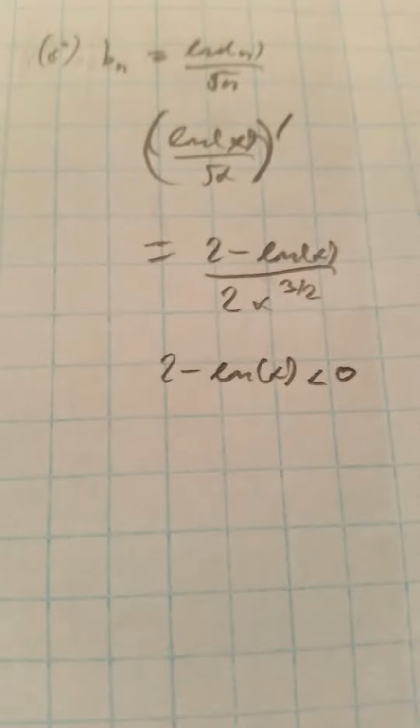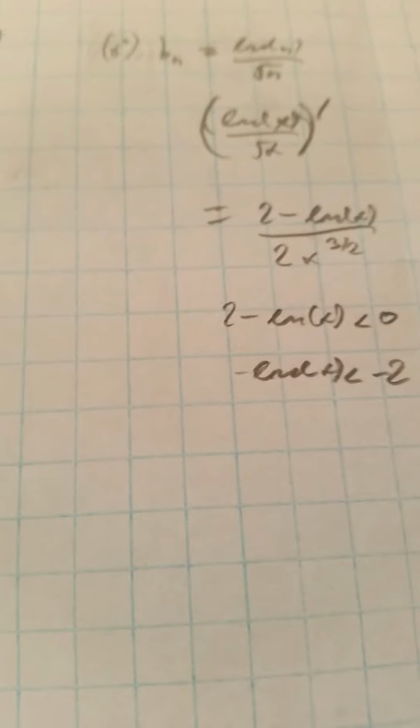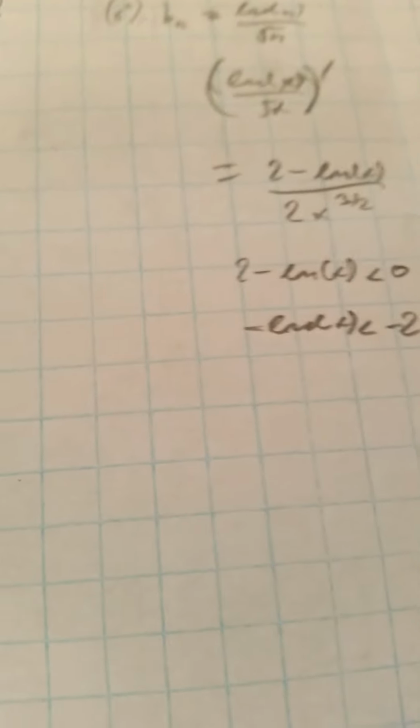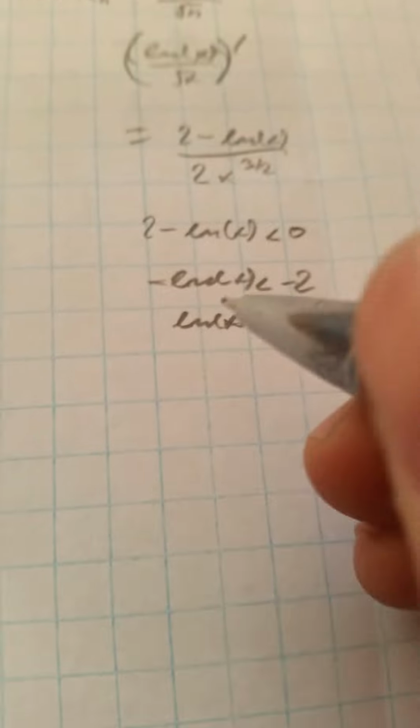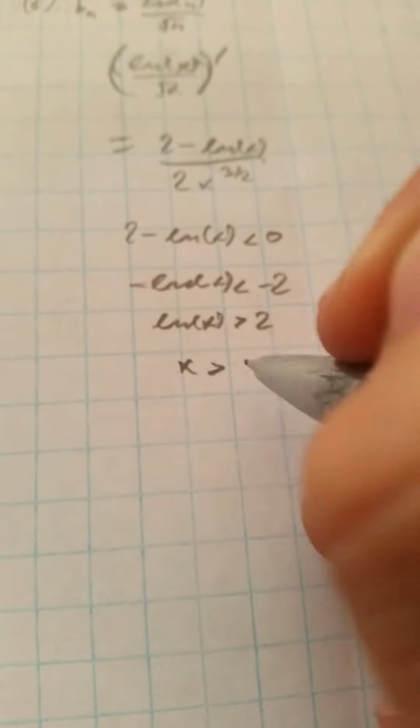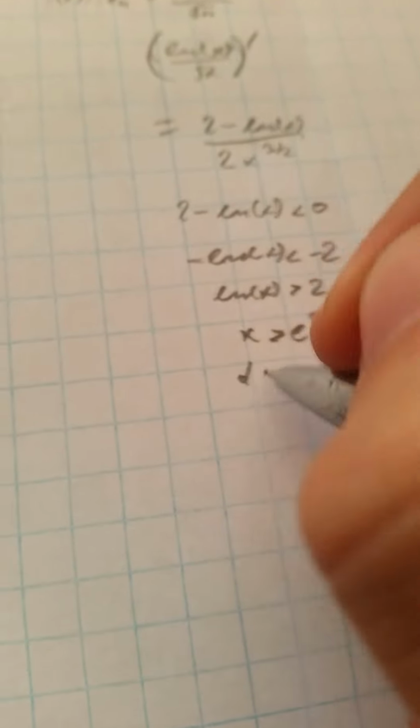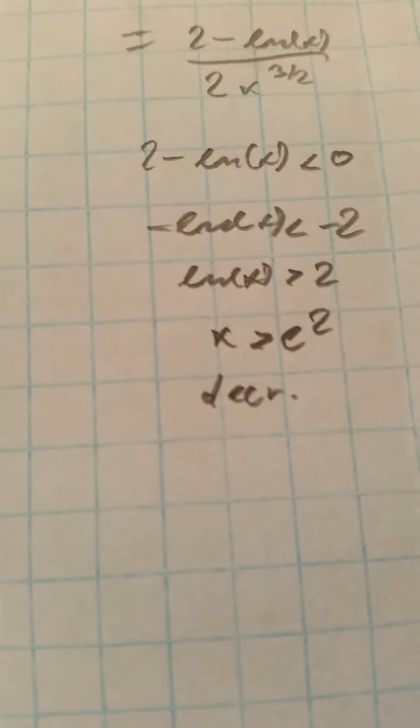And so we get negative ln of x less than negative 2, multiplied by negative 1 or divide. We get ln of x greater than 2, and now we take e to the power of ln of x and e to the power of 2, and we get x is greater than e squared. So this is where it is decreasing for all x greater than e squared.